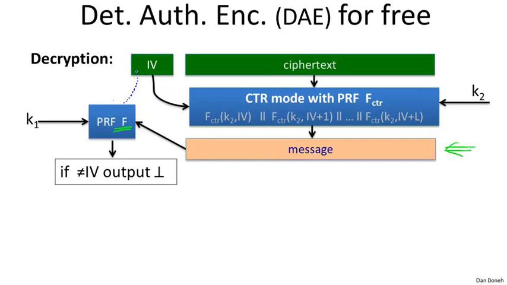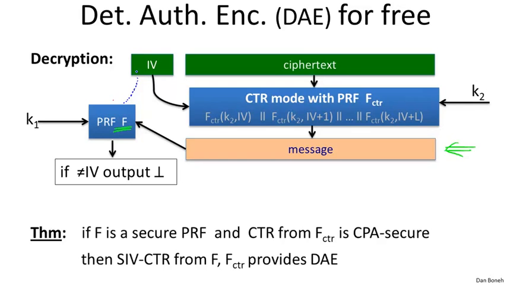So this is really cute. It's a very simple built-in check to make sure that the ciphertext is valid. We simply check that after decryption, if we rederive the IV, we get the correct IV. And if not, we reject the message. I claim that this simple check during decryption is enough to provide ciphertext integrity, and therefore deterministic authenticated encryption. I'll state this in a simple theorem: if F is a secure PRF, and counter mode derived from F_CTR is CPA secure, then the result is in fact a deterministic authenticated encryption system.